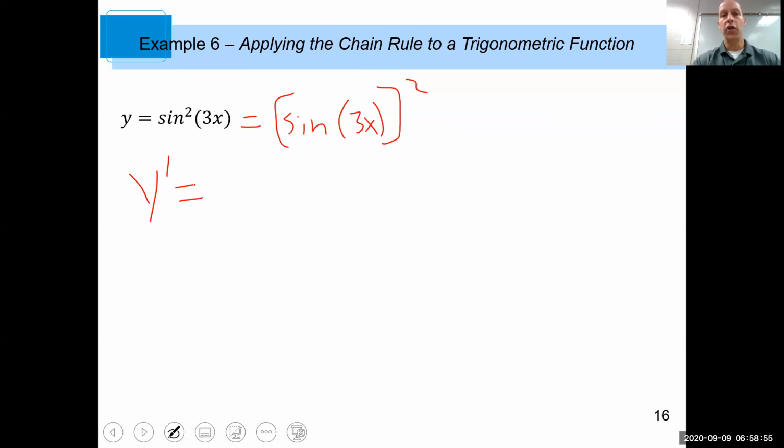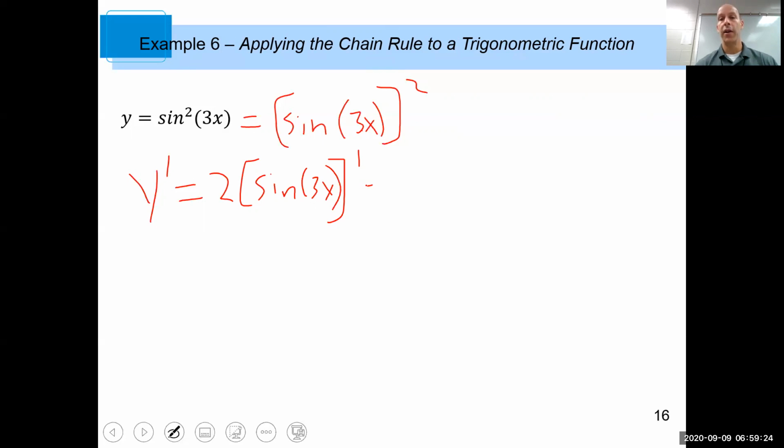So the outermost function is this squaring function. So the very first thing I'm going to do is take this 2 and bring it to the front, and then I'm going to leave those brackets there because this inner function does not change. This is just what it is. So that was the generalized power rule. So that's step 1. Step 2, now I've got to do the derivative of this thing, the sine 3x.